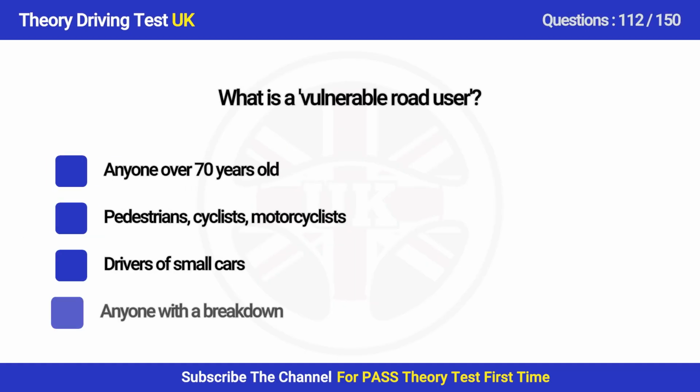Question 112. What is a vulnerable road user? A. Anyone over 70 years old. B. Pedestrians, cyclists, motorcyclists. C. Drivers of small cars. D. Anyone with a breakdown.